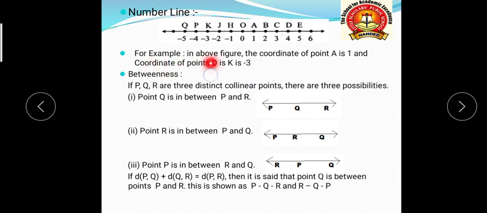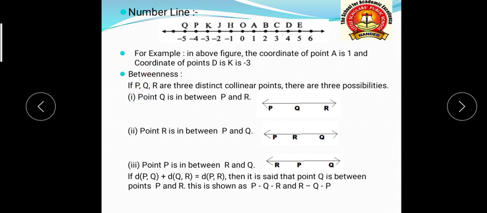Now, for example, what is the coordinate? If I ask the coordinate of A in this number line, it is 1. What is the coordinate of D in this number line? D is 4 and K is minus 3.